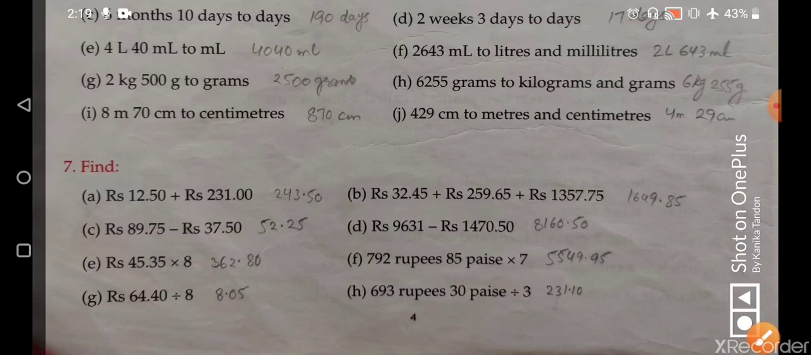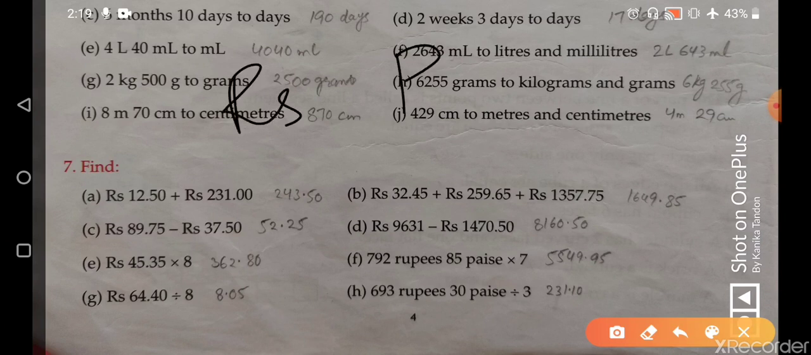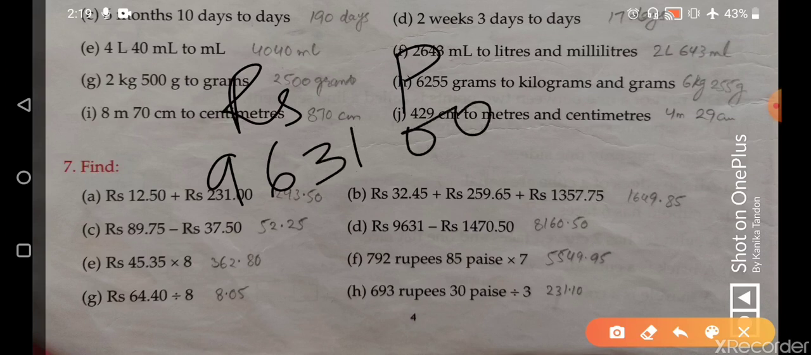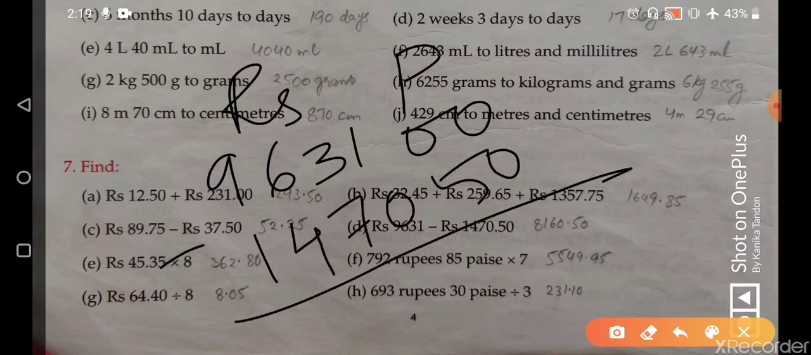Similarly, question number B will be done. Question number C, rupees 89.75 minus rupees 37.50. So it is simple subtraction that you can easily do, same as question number D. Here also what you have to do is write rupees and paisa like this, 9631, and there is no paisa, so we'll put 00. Then subtract 1470 and 50. This is simple subtraction, and I hope that you can all easily do it.